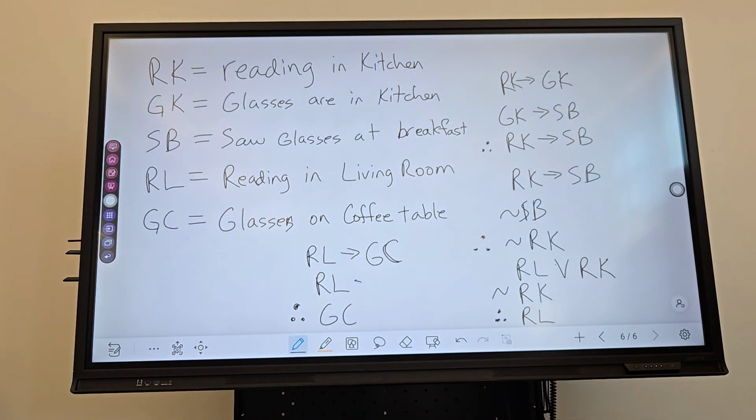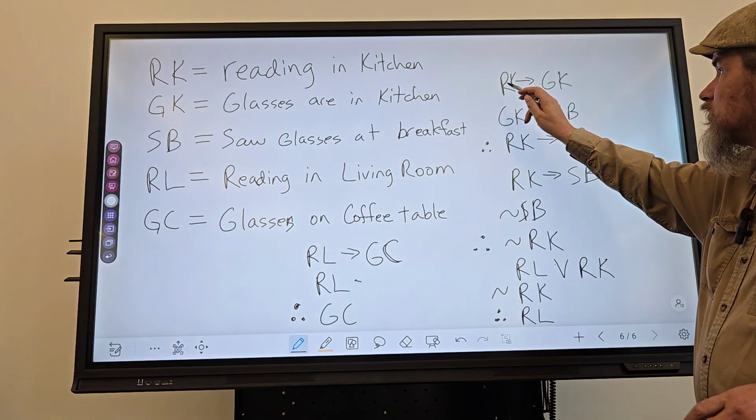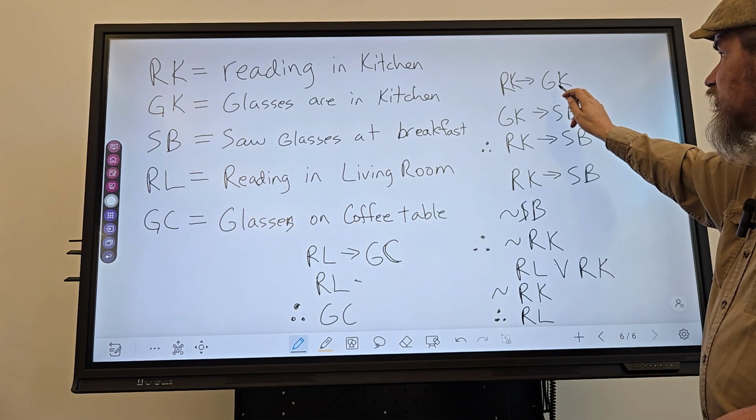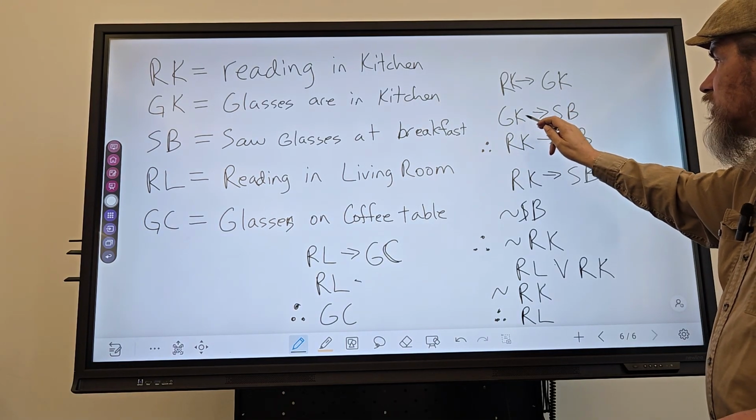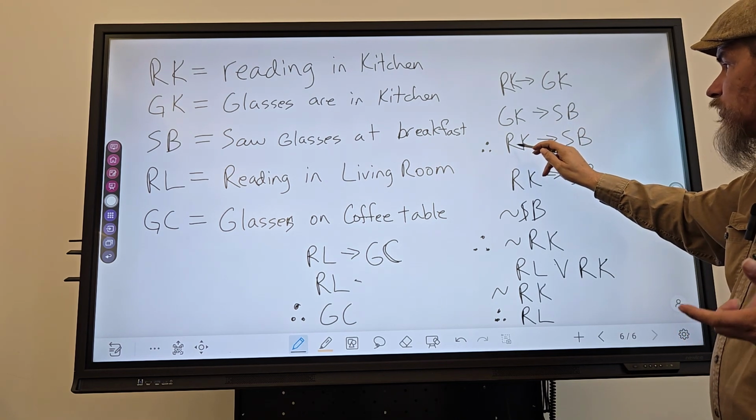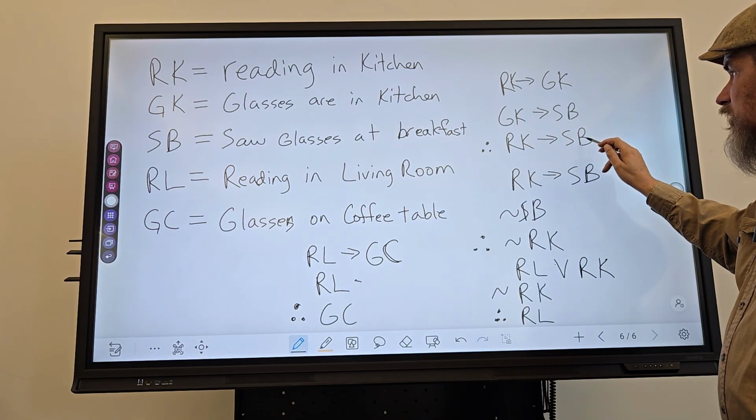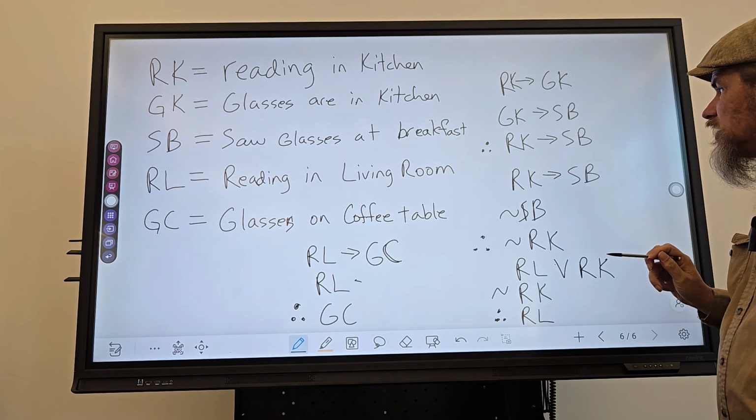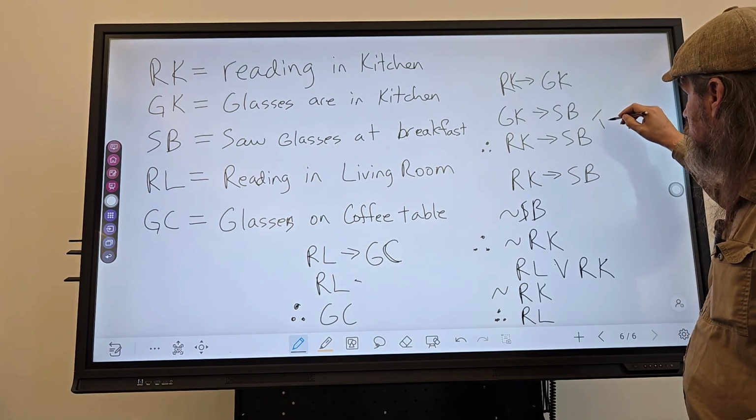Now we'll go through this step by step. If you're reading in the kitchen, then the glasses are in the kitchen. If the glasses are in the kitchen, then you saw them at breakfast. Therefore, if you were reading in the kitchen, then you would have seen them at breakfast, by transitivity.